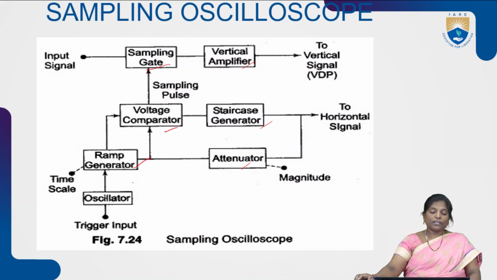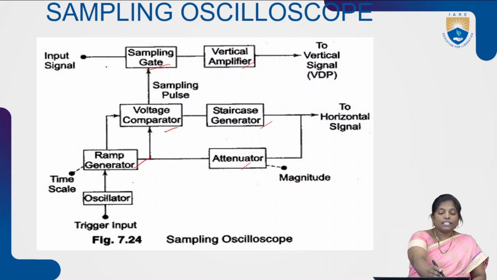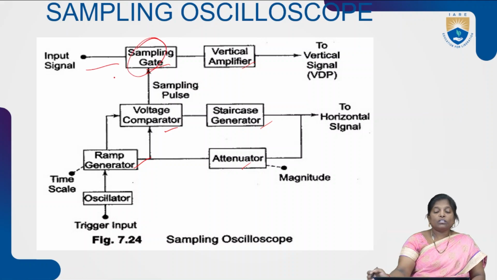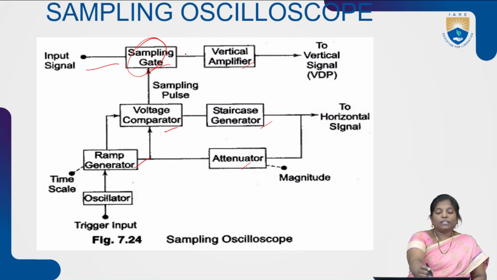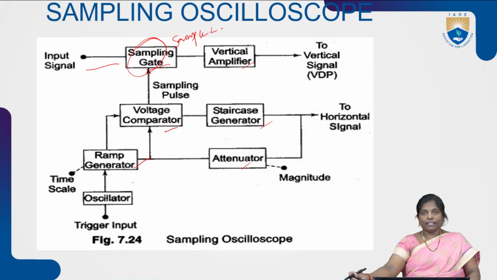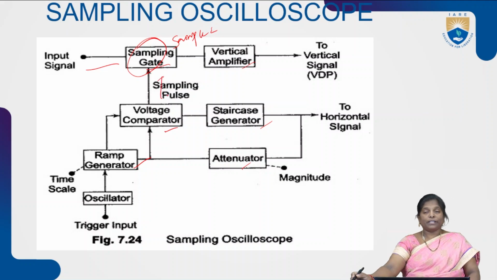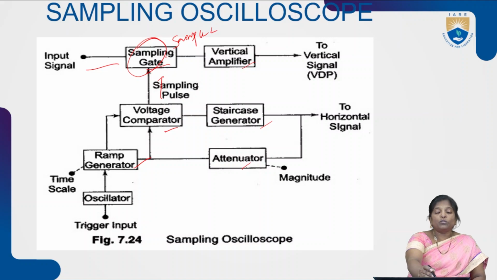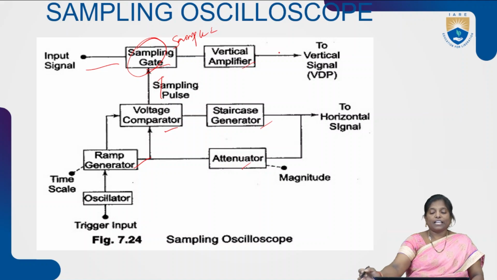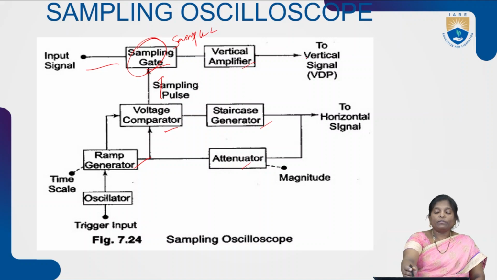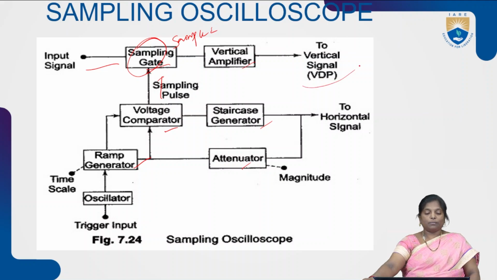Coming to the operation, the input signal is given to the sampling gate. Here the input signal is sampled, and the sampled signal waits until the sampling pulse is applied through the voltage comparator. Whenever the sampling pulse is applied, only then is the sampling gate opened. Then the input signal is given to the vertical amplifier, and through it to the vertical deflection plates.